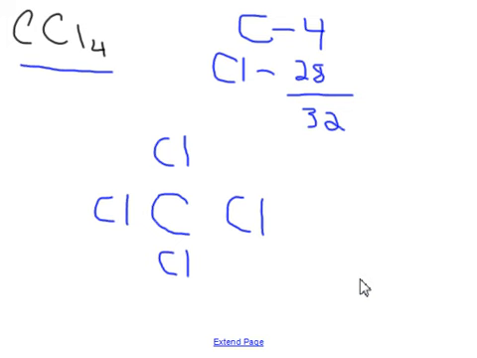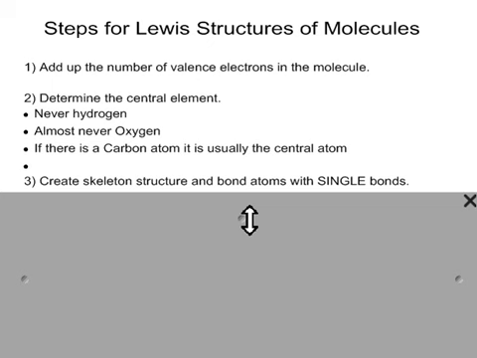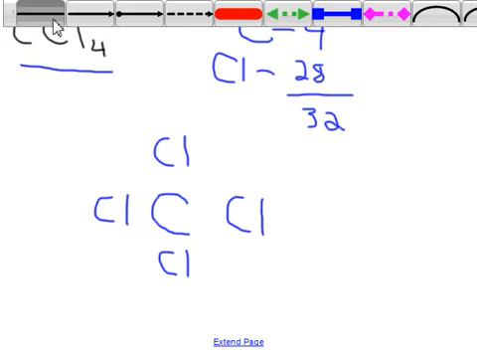Okay, so now I have 32 electrons that we're going to put in place. And so coming back to my rules, I've got my central element, and next I've created my skeleton structure, and I'm going to bond the atoms with what we're going to call single bonds. And from earlier, remember that single bonds are 2 electrons. So frequently, instead of seeing the 2 dots, you'll see just a line that connects the 2 atoms. This represents a single bond composed of 2 electrons.